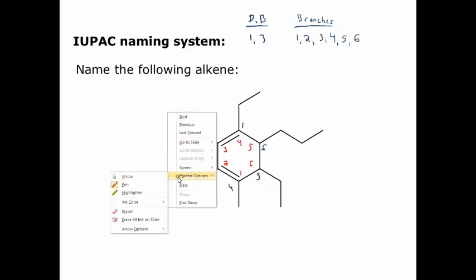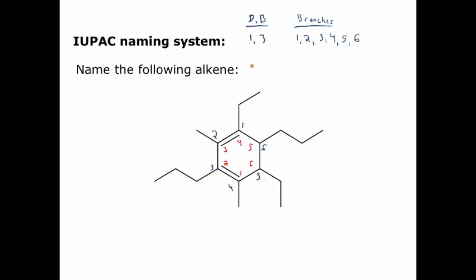If I consider the clockwise direction, again, I've got a double bond starting at carbon 1 and carbon 3, so that's a tie. And I've got branches at carbon 1, 2, 3, 4, 5, and 6. So it would seem like there's no first point of difference whatsoever. Whenever that's the case, we go with alphabetization of my branches to break the tie. So at carbon 1, my very first branch is an ethyl branch.